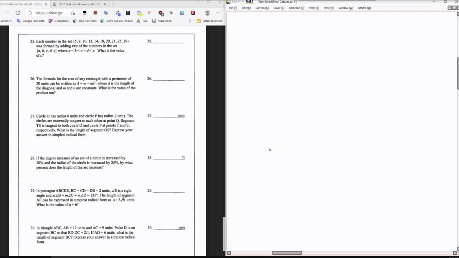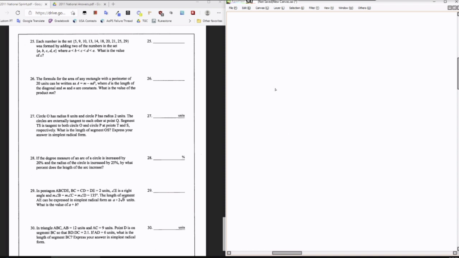Okay. Number 27. Circle O has radius 8 units and circle P has radius 2 units. The circles are externally tangent to each other at point Q. Segment TS is tangent to both circle O and circle P at points T and S, respectively. What is the length of segment OS? Express your answer in the simplest radical form.